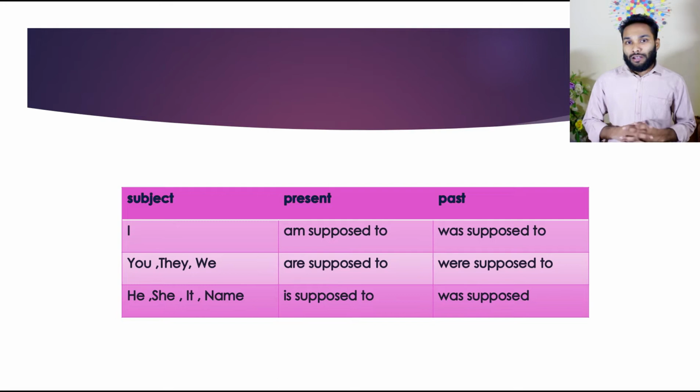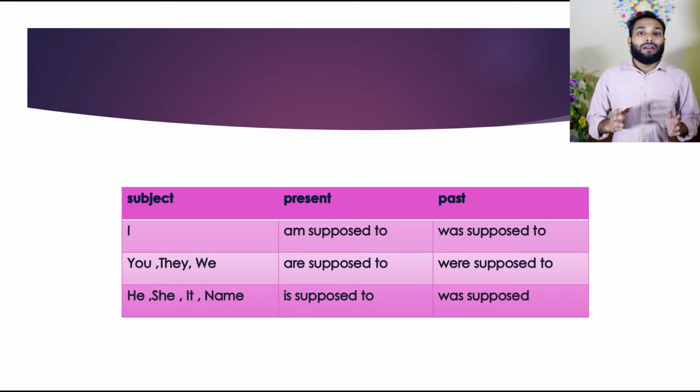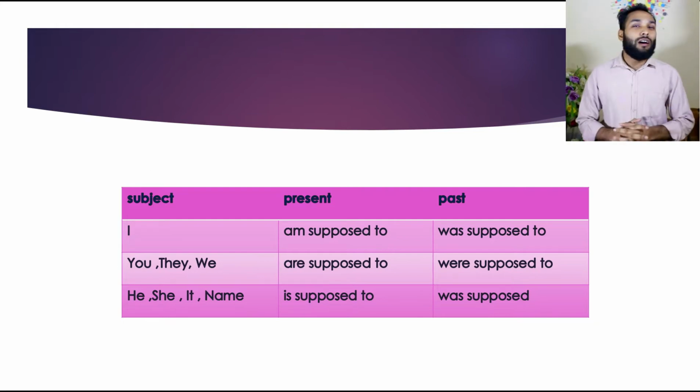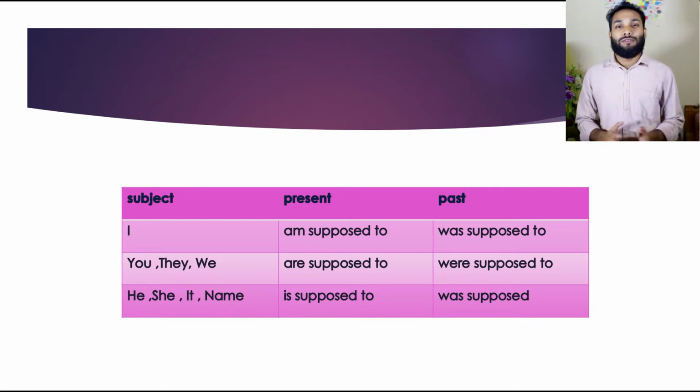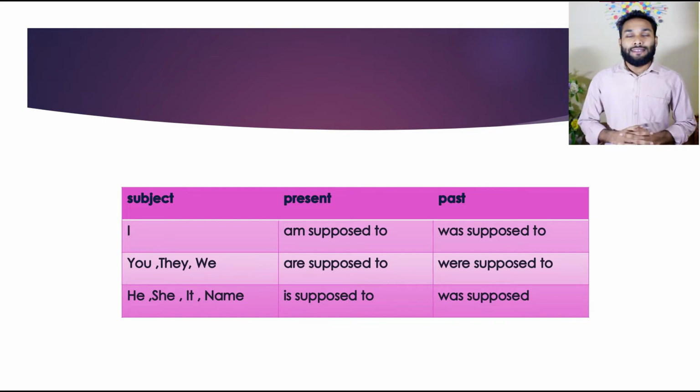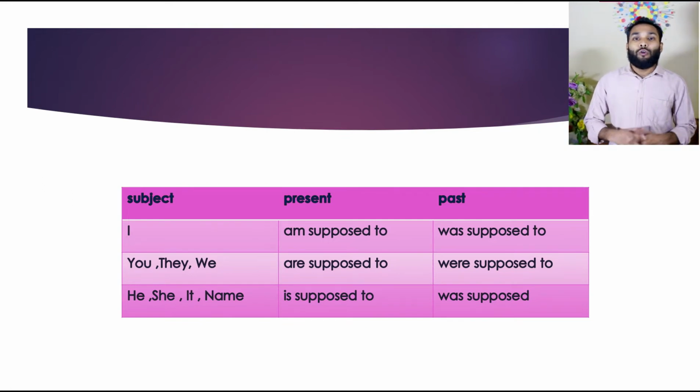Then we'll have the subject and present and past. If we want to make it past, then we would make it like this. If we want to make it present, then we would do this. If the subject is I, then in the present we will use am, and in the past we will use was. You, they, we, then we will use are, and in the past we will use were. And if it is she, it, name, then in the present tense we will use is supposed to, and in the past tense we will use was supposed to.